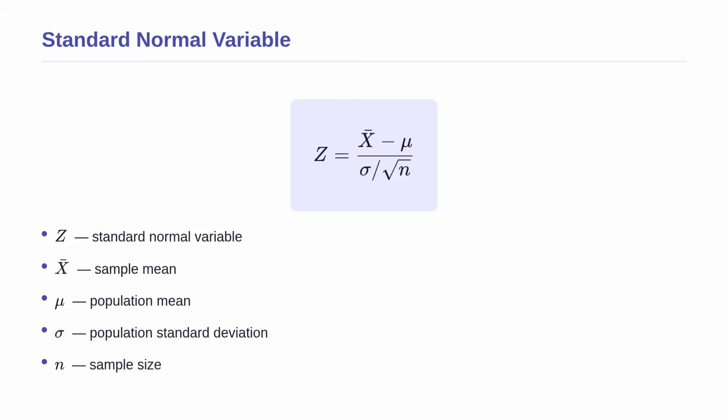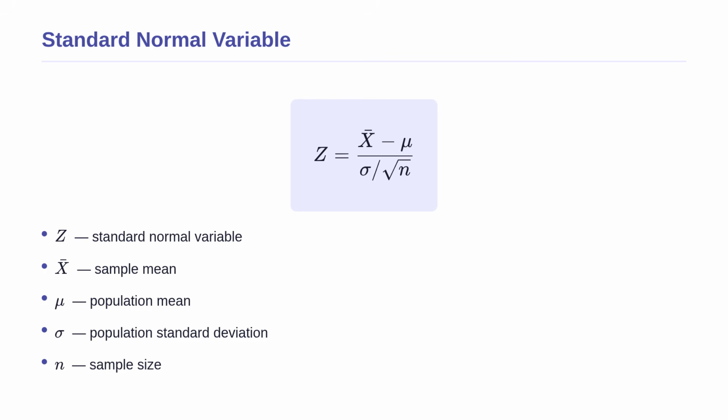Here we have the formula for the standard normal variable, denoted by Z. Conceptually, this formula tells us exactly how far our sample mean is from the true population mean, measured in units of standard error. Let us break down the symbols.